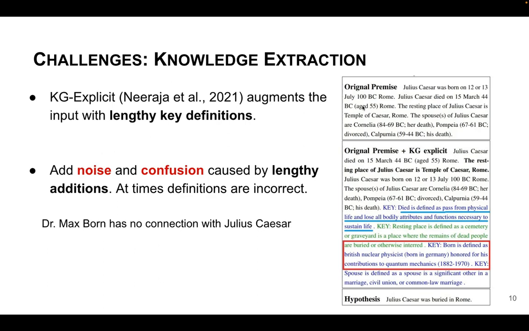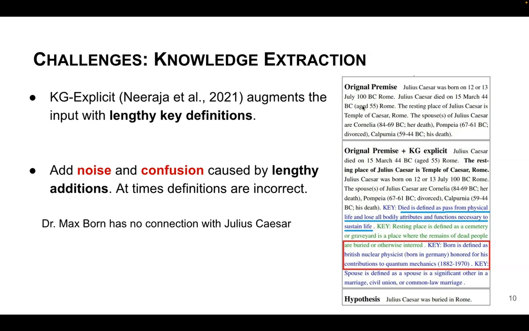So first, let's look at how we can extract the knowledge. Before going to the exact approach, I want to highlight a previous approach and what the problem with it is. The Neeraja et al. 2020 NAACL paper shows that you can use KG explicit knowledge to improve this task of tabular inference. Here you are seeing the original premise, which is just linearized, or converted into sentential form. This is a table about Julius Caesar, and basically it's converted to a sentence. Now what KG explicit does is add definitions of the keys. For example, the first key is born, second key is died, third is resting place.